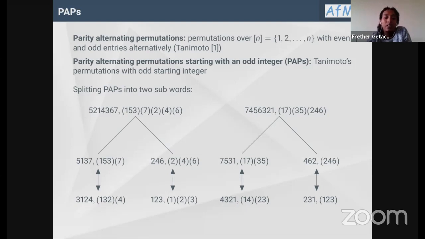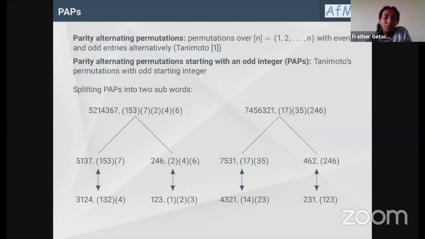When we say this permutation starts with an odd integer, that indicates that in the odd positions there are only odd integers, and in the even positions there are only even integers. This helps us to see a splitting method for these PABs into two words. For example, I have two examples here. If I have this permutation, 5, 2, 1, 4, 3, 6, 7, the next one is a cycle representation of the permutation.